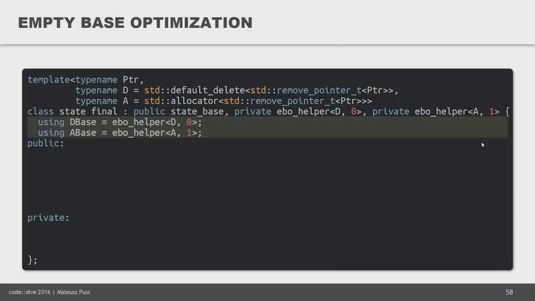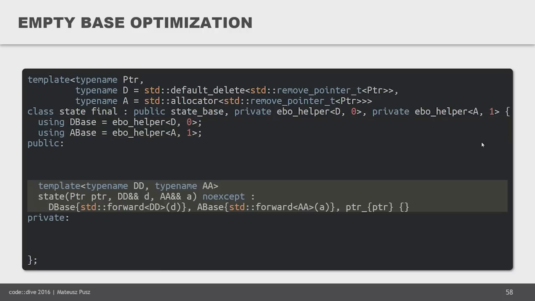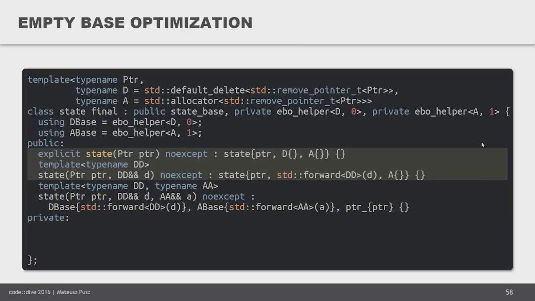So we are doing some using aliases here to make it easier to use them. We have dbase for the deleter base, we have abase for the allocator base, and we create our state for the pointer, deleter, and allocator. What we do here is basically initialize the dbase class, the abase class, and we assign the pointer to our member. And we provide two other constructors that just reuse the constructor with all the members and pass the defaults, if not provided by the user.